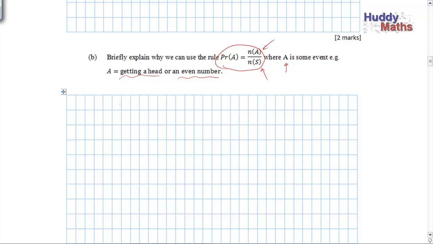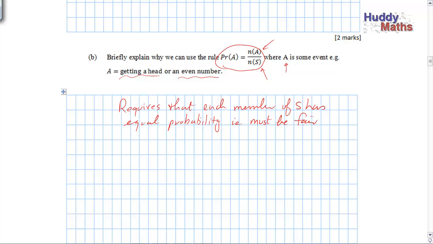Okay, it requires that each member of the sample space, each member of S, you're treating them all as equal, has equal probability. So what that means is, this is why those words were in italics: it must be a fair coin and an unbiased spinner, not weighted in any way. And those words were actually used, fair and unbiased.